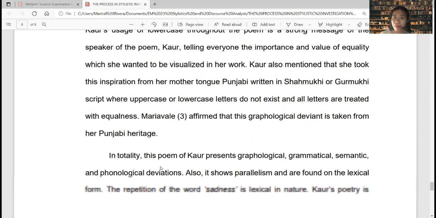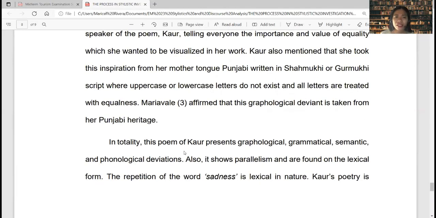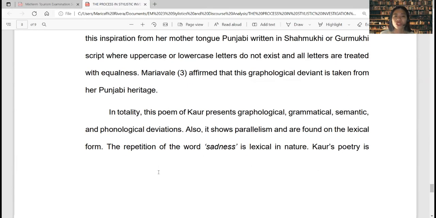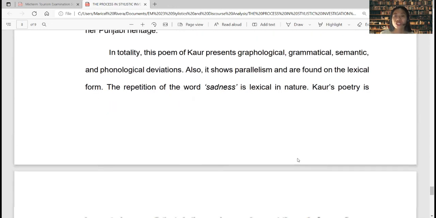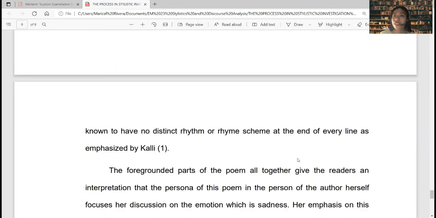So to sum it up, diba? In totality, this poem of course presents graphological, grammatical, semantic, and phonological deviations. Also, it shows parallelism and is found on the lexical form. The repetition of the word sadness is lexical in nature. Kaur's poetry is known to have no distinct rhythm or rhyme scheme at the end of every line, as emphasized by Kali in page 1.